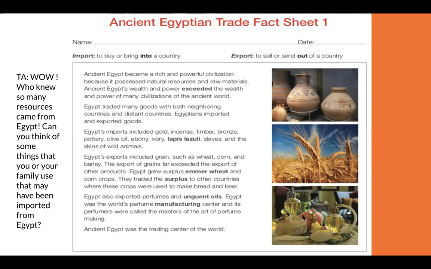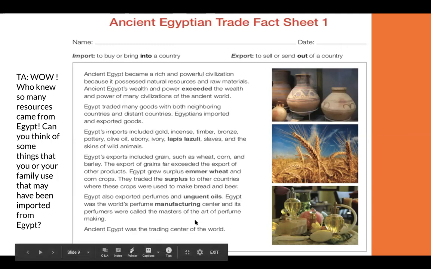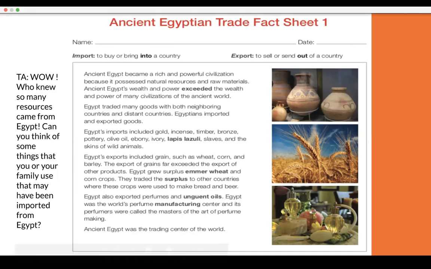Egypt also exported perfumes and unguent oils. Egypt was the world's perfume manufacturing center, and its perfumers were called the masters of the art of perfume making. Ancient Egypt was the trading center of the world.